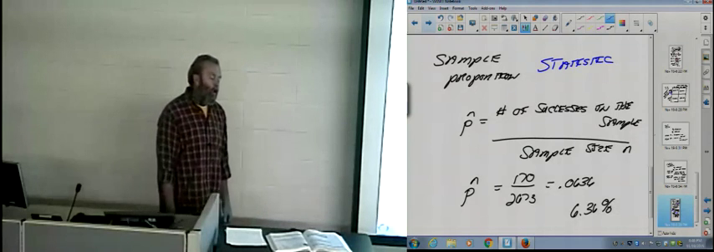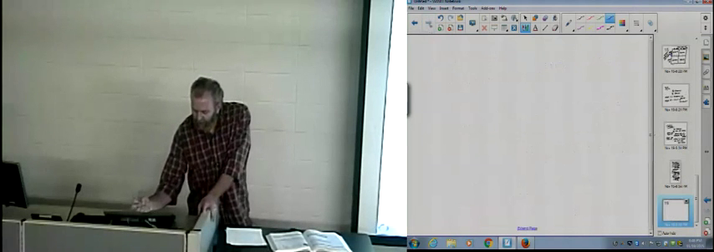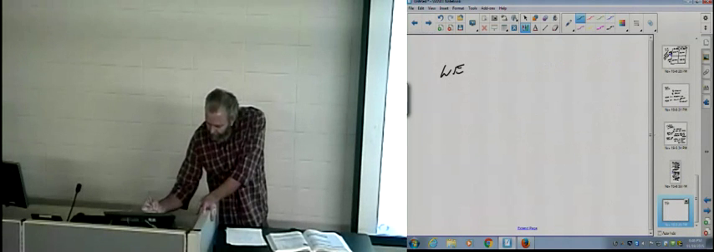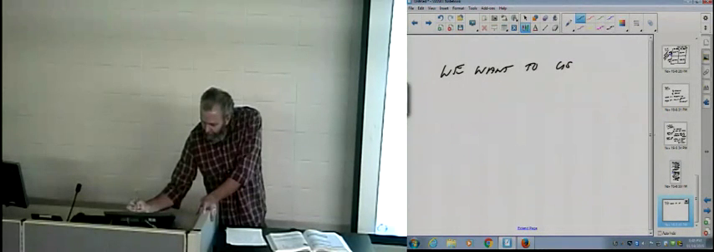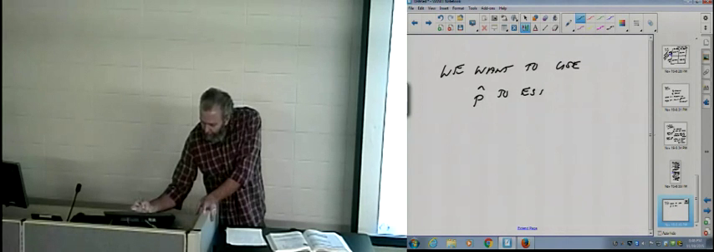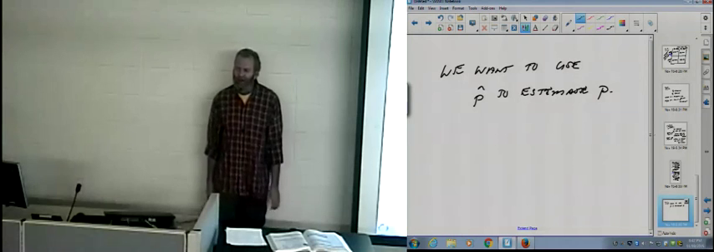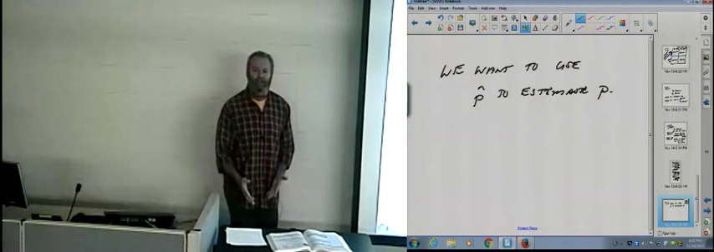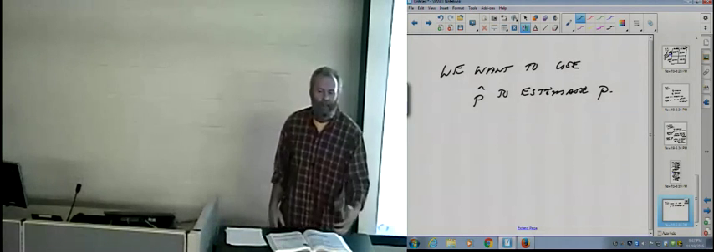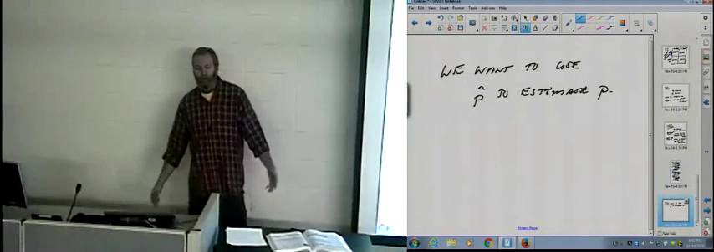And just as we always do here, we want to use p hat to estimate p. You've got to have that little thought in your notes all over the place. We always use our statistic. We always use what we calculate from our sample to estimate the unknown quantity that we want to know about our population. You're looking at proportions.